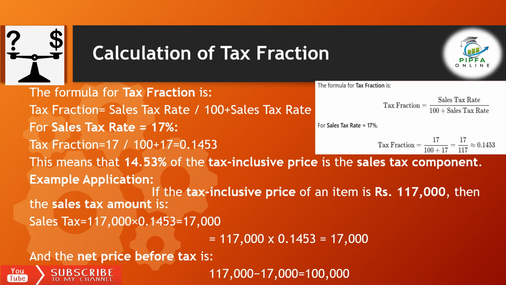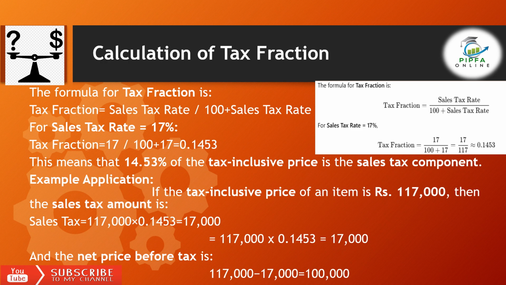Calculation of tax fraction. The formula for tax fraction is: tax fraction is equal to sales tax rate divided by 100 plus sales tax rate. Here, sales tax rate is equal to 17%. Tax fraction is equal to 17 divided by 100 plus 17. The result is 0.1453. This means that 14.53% of the tax-inclusive price is the sales tax component.